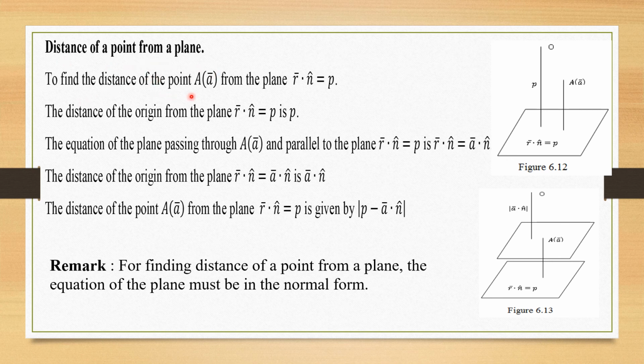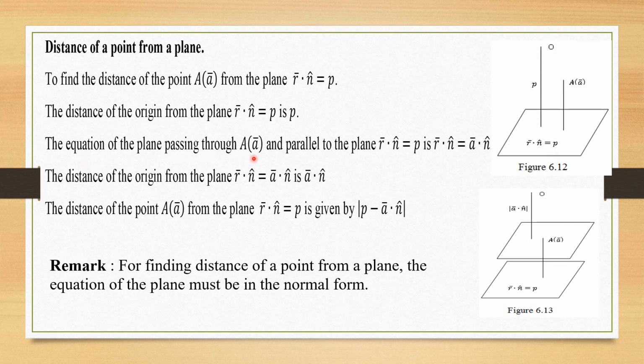To find the distance of the point A vector from the plane r vector dot n cap equal to p, we have to find the distance from the point to the plane. The distance of the origin from the plane r vector dot n cap equal to p is p. Here is r vector dot n cap. The distance from origin is equal to p.